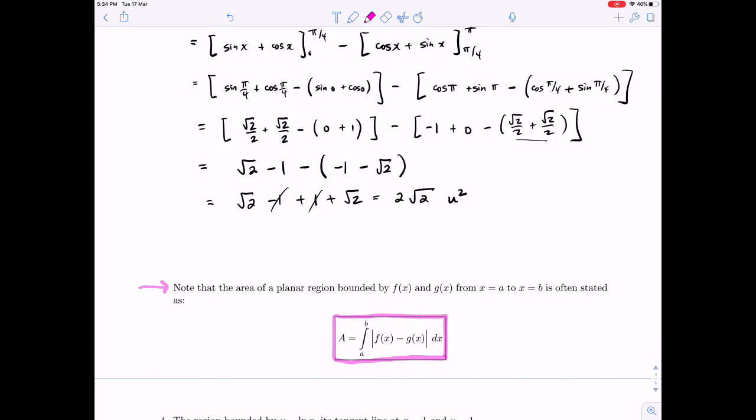But in practice, how do you figure that out? Well, a sketch is really the best way to figure out where the functions switch, if they switch at all, where a function f is on top and where g is on top.